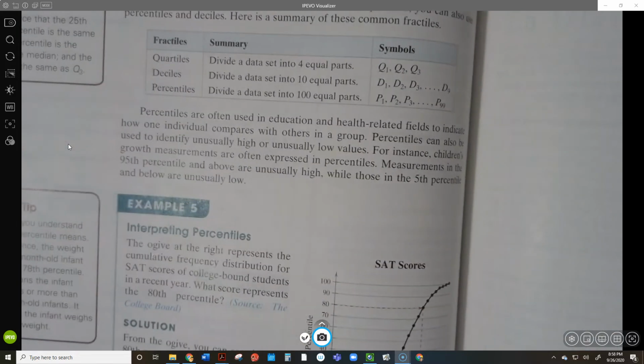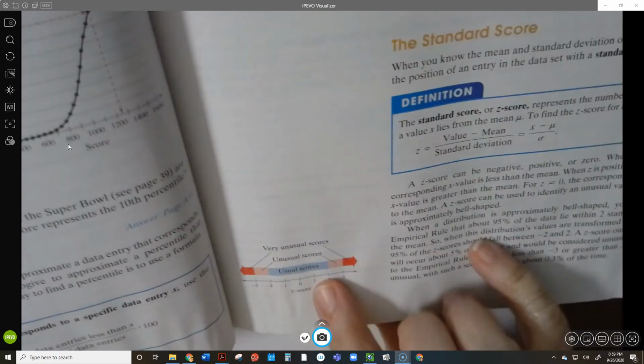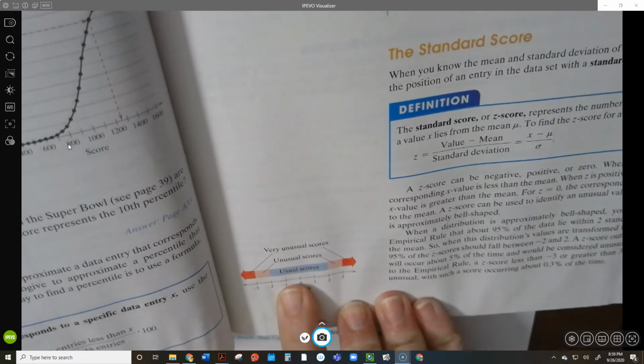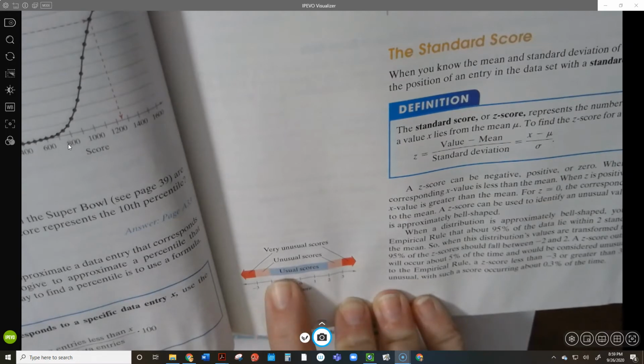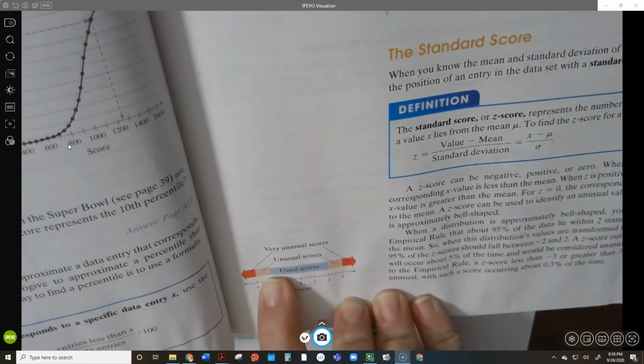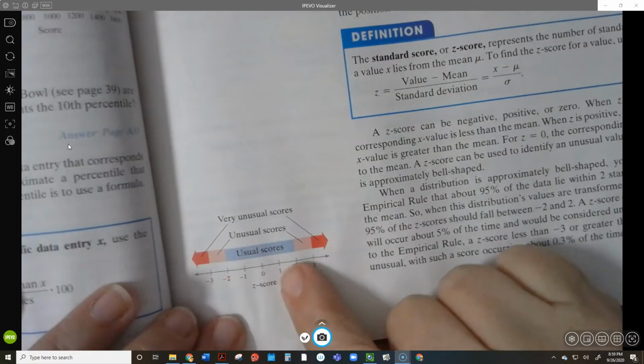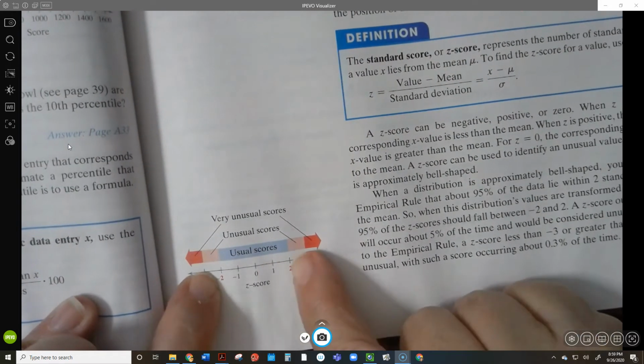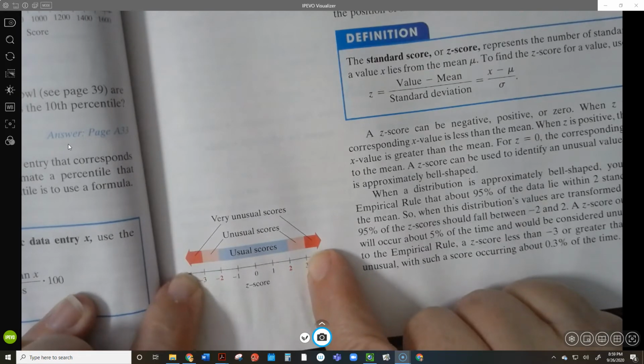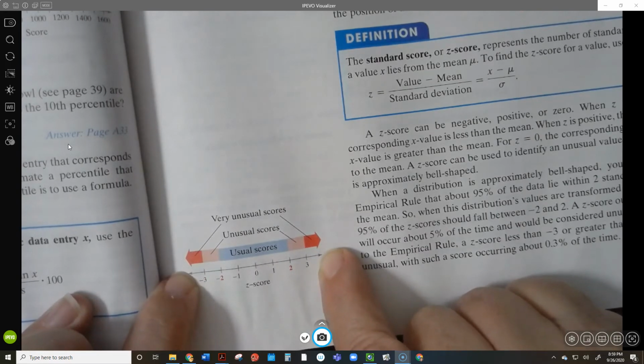Okay, and then over on page 107, I'm going to have to move my camera to get this. There it is. On the bottom of page 107, it shows that anything that is beyond 2 standard deviations away is considered unusual. Anything beyond 3 standard deviations away is very unusual.